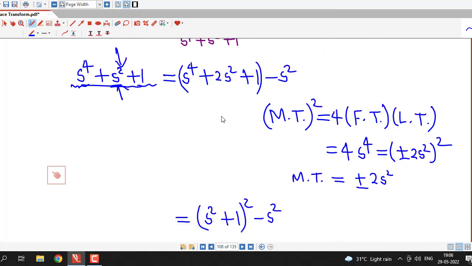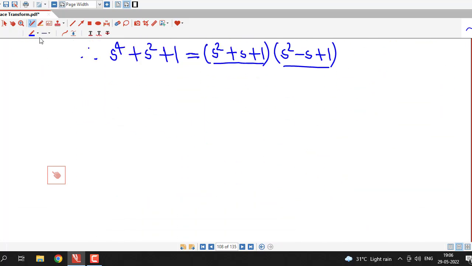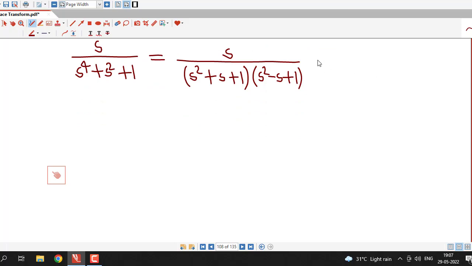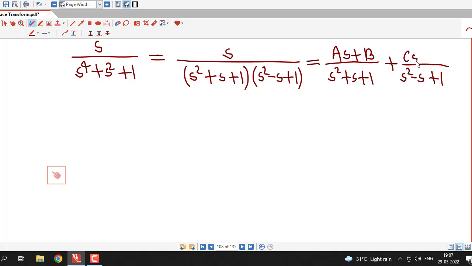Now our function is s divided by s raised to 4 plus s square plus 1, and this is equal to s divided by the product of these two quadratic factors, s square plus s plus 1 and s square minus s plus 1. So we have a product of two quadratic factors in the denominator. Now we can use the partial fraction method. We can write this as a s plus b over s square plus s plus 1, similarly c s plus d over s square minus s plus 1, and then we can decide these constants a, b, c and d.